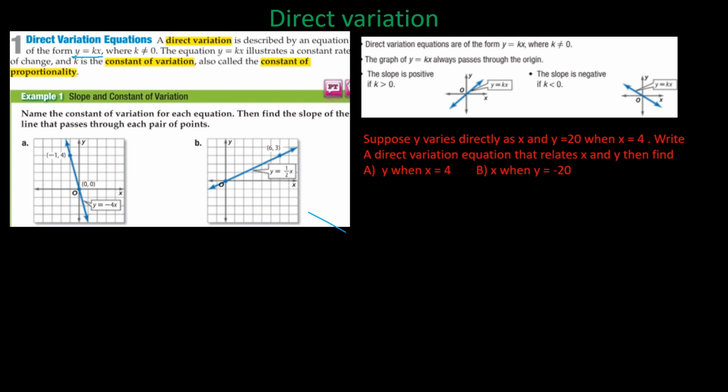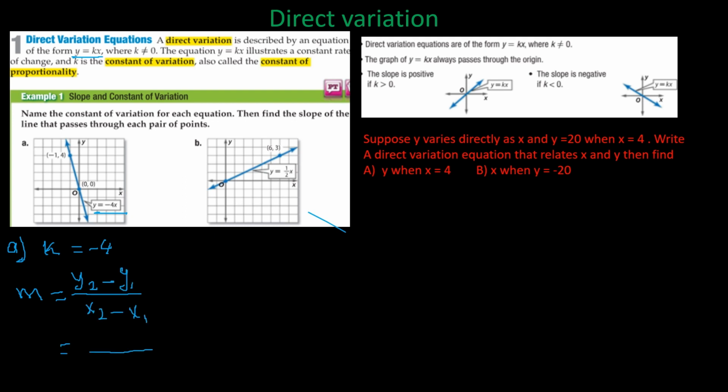This line represents a direct variation because it passes through the origin, which is (0, 0). Let's solve number A. We have y equals negative 4x, so k will be negative 4. The constant of variation equals negative 4. Let's use this formula to find the slope: m equals y2 minus y1 over x2 minus x1.